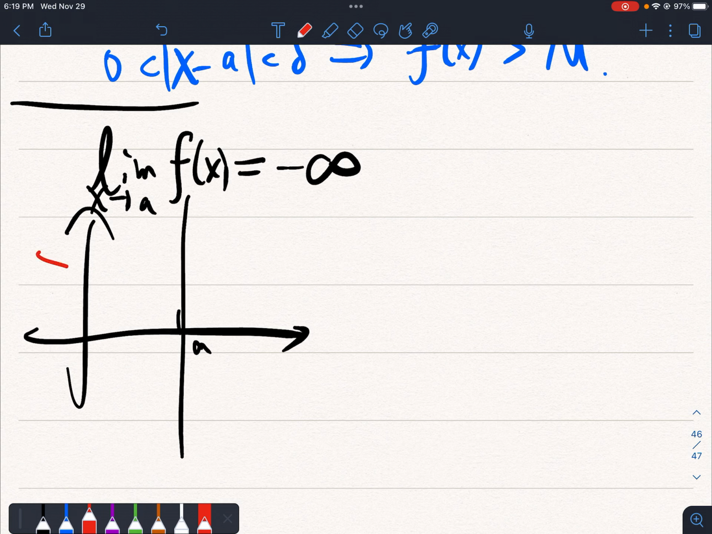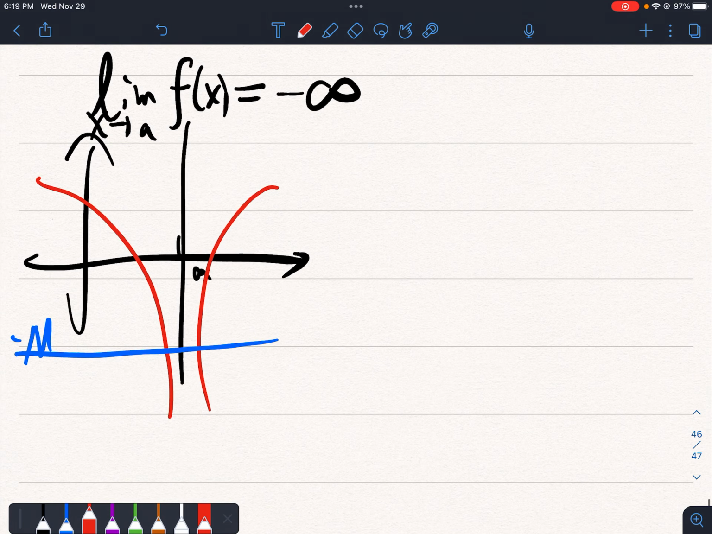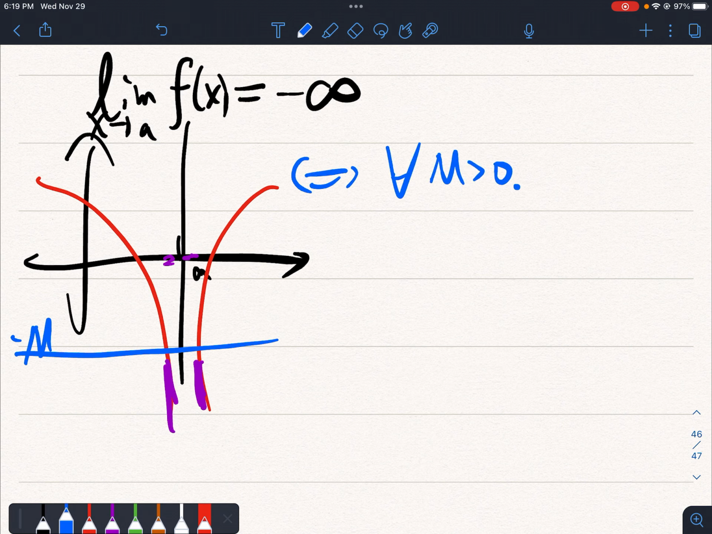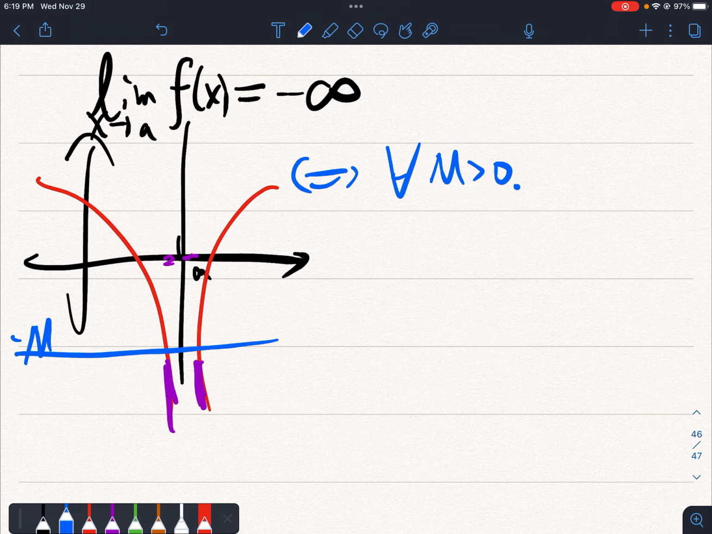So this means at a, we still have the vertical asymptote, but both sides will go to negative infinity. So what it means is that still for m bigger than 0, this will become negative m, okay? Then all the points that are close enough to a will have values that are less than negative m, okay? So if we want to write it down, this is for all m bigger than 0, okay? When m is very, very large and positive, this means minus m is very, very small and negative.